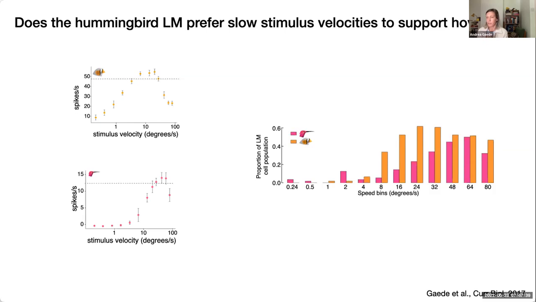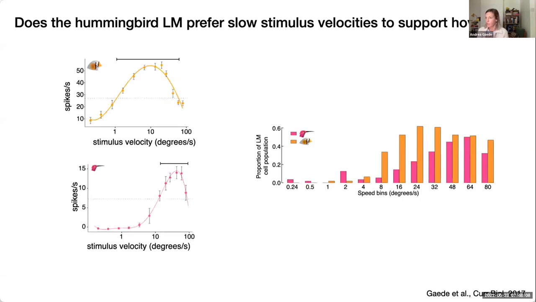And so you can see that the hummingbirds prefer these higher speeds. So I set out to find out if the expansion in the LM of hummingbirds resulted from an increase in these slow cells to support hovering flight, but that was incorrect. In addition to having a unique response in their direction distribution, hummingbird LM cells also prefer these higher velocities of visual motion. And just for future reference, because I'll come back to this, it turns out that they are tightly tuned to their preferred speed as well.